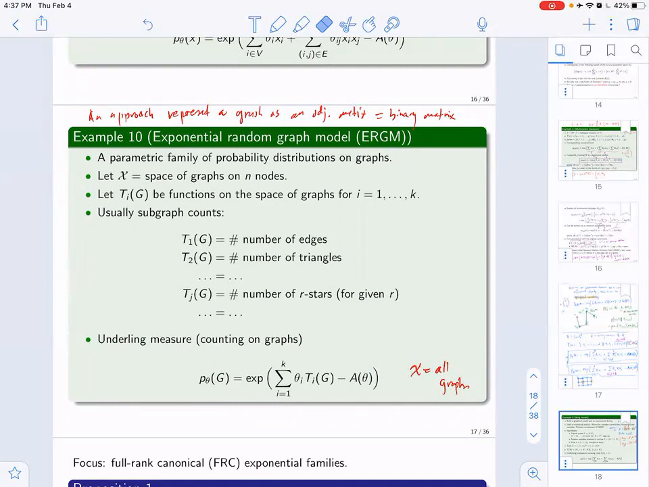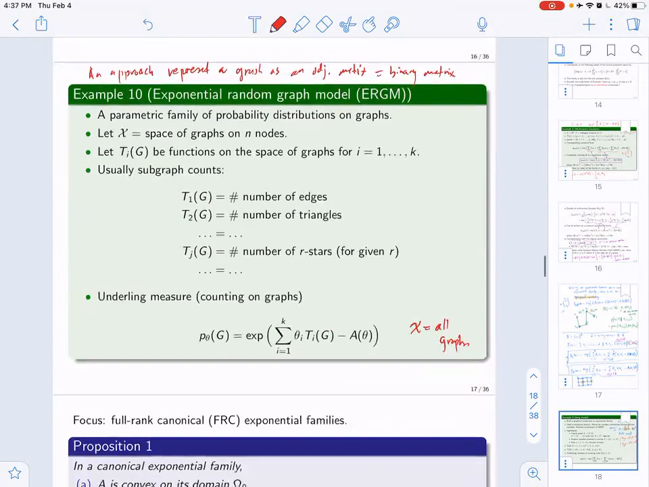But that's just an example of how you can design exponential family models on spaces that might not look like a Euclidean space. So graphs don't naturally add up, you can't form linear combinations, but you can form these functionals, subgraph counts, and then now you're working with a vector in R^d, and then you form this exponential family, and so on. Okay, sounds good.